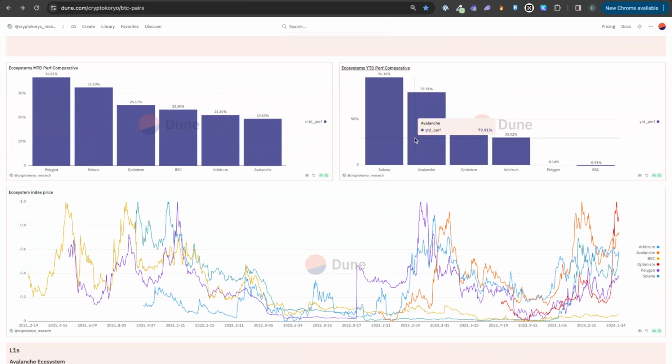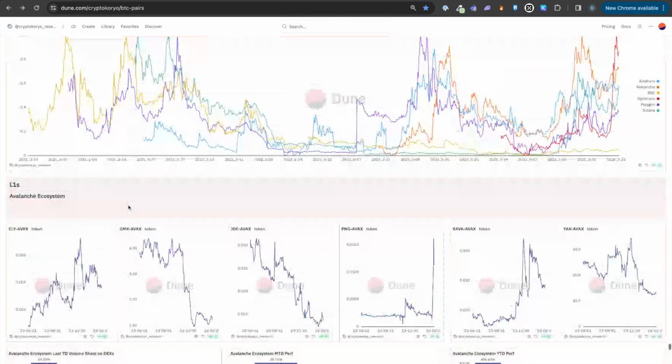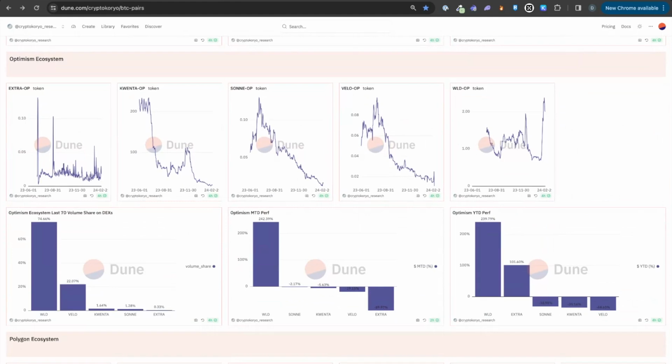And for example, it's interesting to observe that Polygon is in the first position this month, although it was consistently among the worst performing ecosystems in the last month. So maybe there is a trend reversal now. You might want to look into this kind of stuff if you do ecosystem plays.